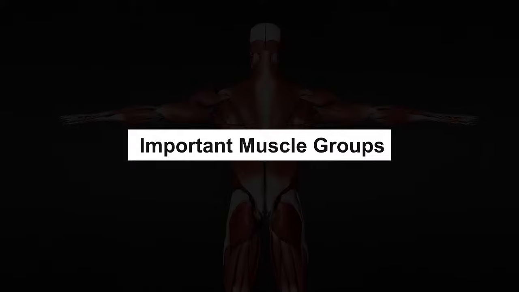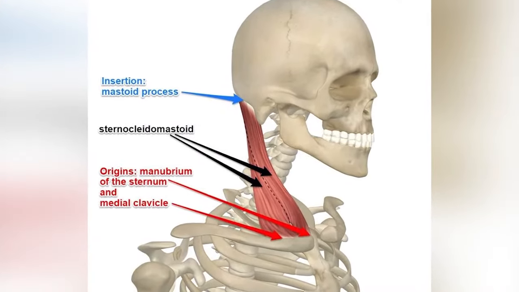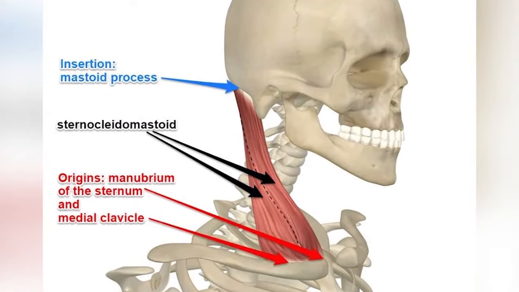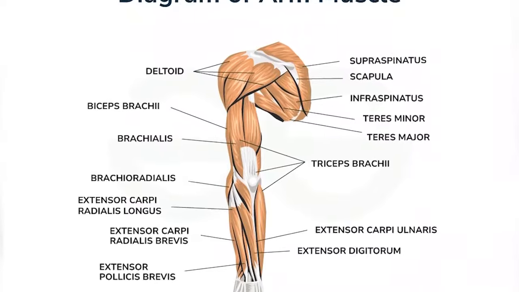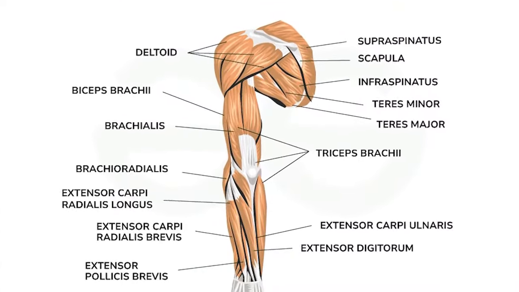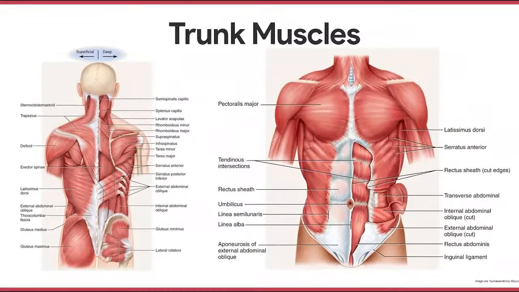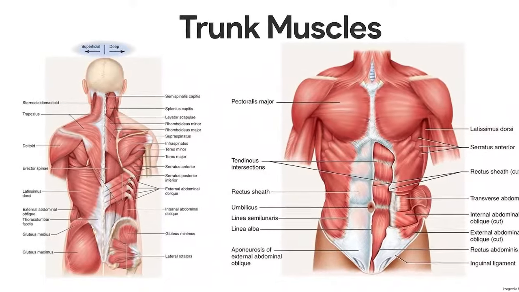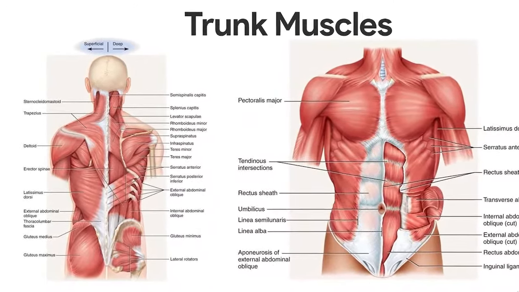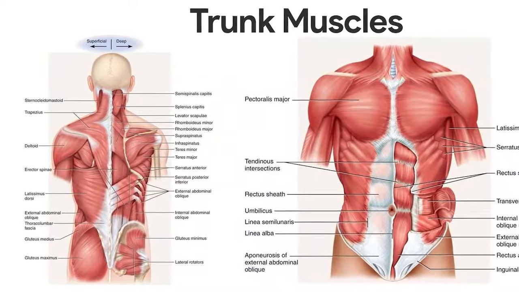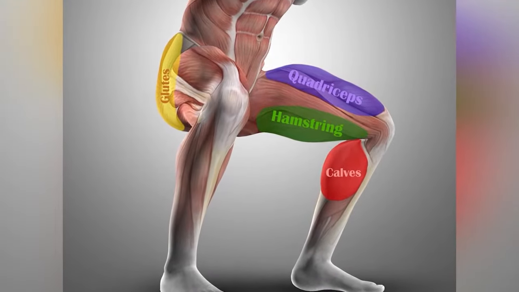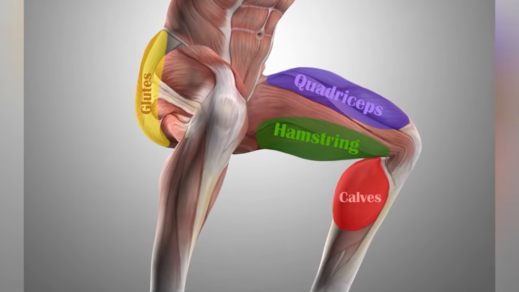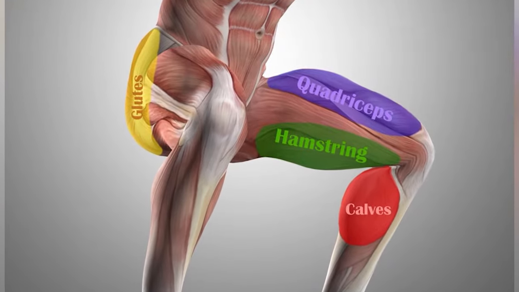Important muscle groups. Muscles in your head and neck include ones like the masseter, which helps you chew, and the sternocleidomastoid, which turns your head. In the arms, the deltoid lifts your arm, biceps bend it, and triceps straighten it. In the torso, muscles like the chest, pectoralis, abs, rectus abdominis, and back, latissimus dorsi, help you twist, sit up, or reach. In the legs, the gluteus maximus helps you stand and climb. Quadriceps and hamstrings help you walk or jump. Calf muscles like gastrocnemius help you tiptoe.